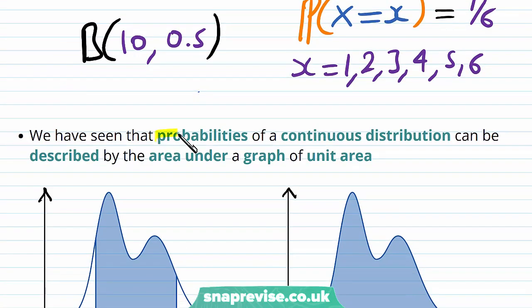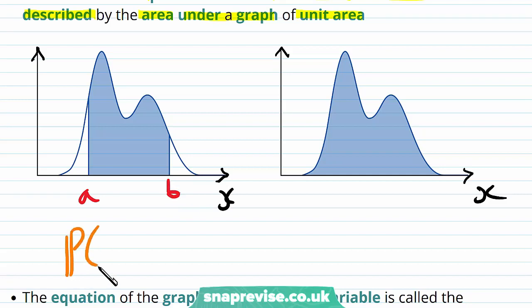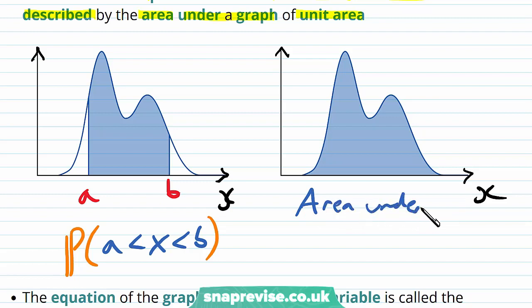We have seen that probabilities of a continuous distribution can be described by the area under a graph of unit area. So given a graph with x, we can pick, say, two values a and b, and the probability that x is between a and b is the same as the area under this graph. In total, the area under the graph is 1 over its whole domain.